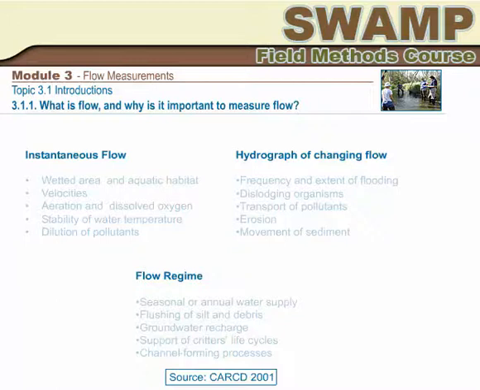Why is it important to know the flow? Flow is linked to conditions throughout the watershed and affects many aspects of aquatic systems at all of the above time scales. Instantaneous flow tells us about the wetted area of stream and amount of aquatic habitat present, the increased or decreased number of organisms that prefer certain velocities, the aeration of water and the amount of dissolved oxygen available for aquatic organisms, the stability and level of water temperature, the dilution of pollutants entering the creek.